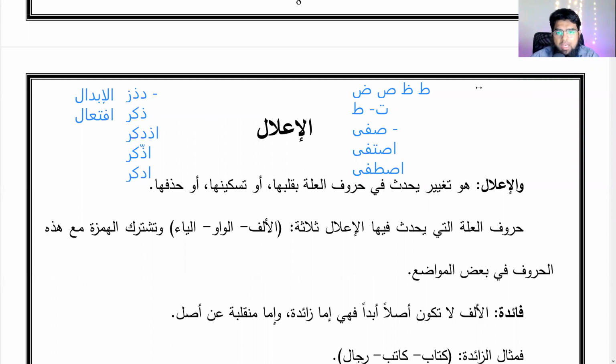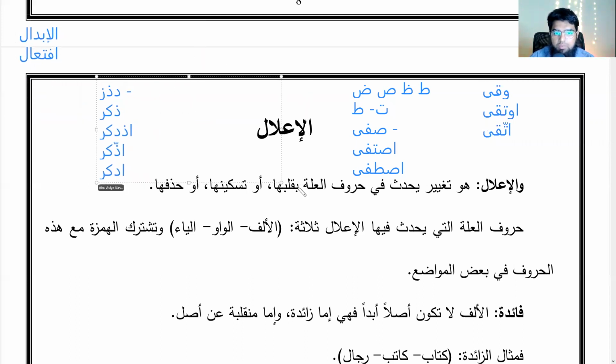Then we had the mithal, waw or ya. Like waqa, to save. We'll change the waw, the fa kalima. It'll become ivtaqa first. It'll become ittaqa. These are the three which we learned about ibdal. Correct? I hope this is clear. And we already did this in the Madina books also, inshallah.